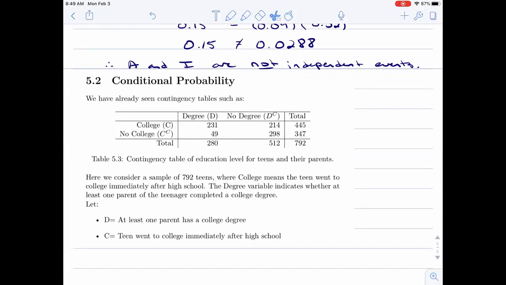And so what we're looking at here is a sample of 792 teens, where college means the teen went to college immediately after high school, and the degree variable indicates whether at least one parent of the teenager completed a college degree, right? And so if you're picking a random teen, either they're going to college or they're not going to college. It's simple as that, right? But you could also ask them, hey, did at least one of your parents go to college? Yes or no, right? And so we've got this degree, or actually, not just did they go to college, do they have a degree? But let's assume they're one and the same, even though they're not always the same.